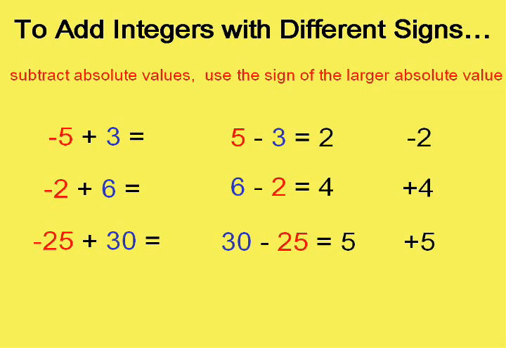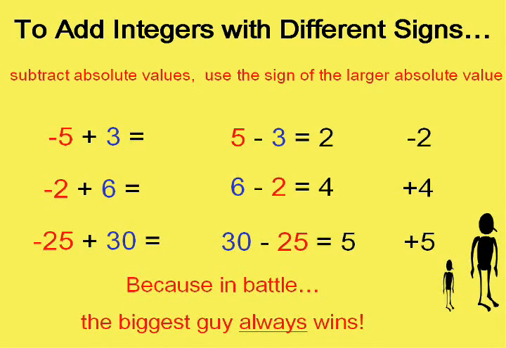When the signs are the same, you're just going to add them. And in fact, even when they're the same, you're going to use the sign of the larger. So in general, always the biggest guy wins. So get used to that.